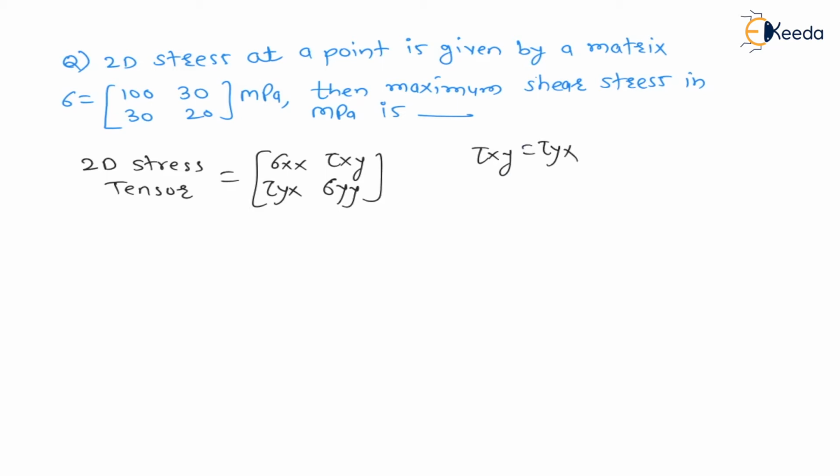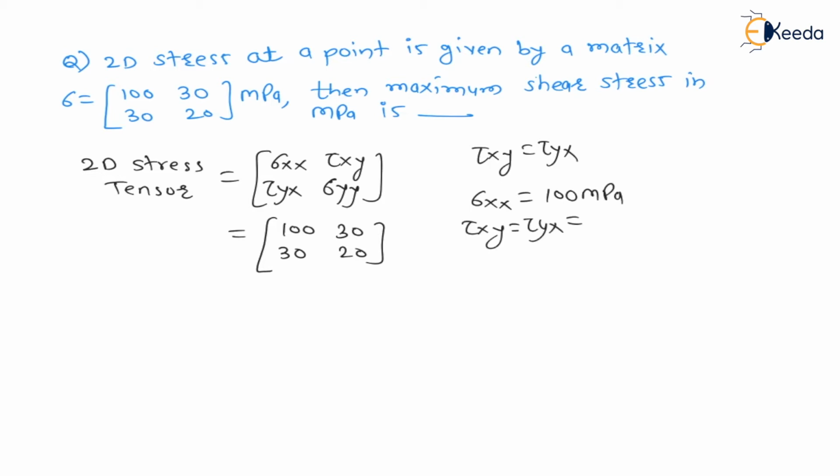We have to equate this matrix with the given matrix, which is nothing but 100, 30, 30, 20 in MPa. Therefore, from here, can I write sigma xx is equal to 100 MPa? Again, tau xy is nothing but tau yx, equal to 30 MPa. And sigma yy is equal to 20 MPa. We can say like this.